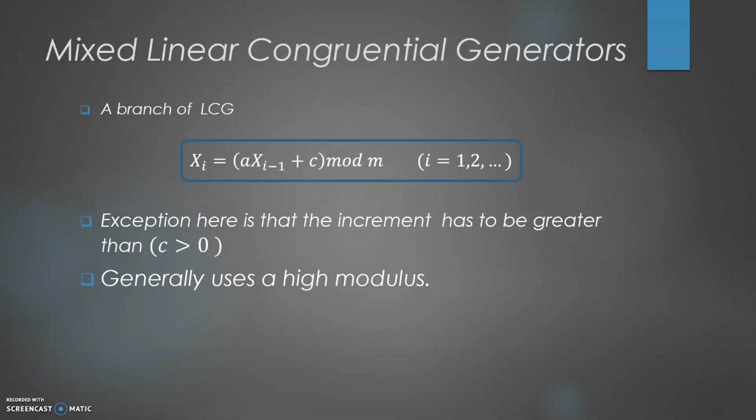Alright, so the next one we're going to look at is the mixed linear congruential generators. This is basically a kind of linear congruential generator where it uses the same parameters, but for this one the increment is expected to be greater than 0. That is basically the major difference. To make sure that this runs accurately, it is good to have a modulus which is very high.